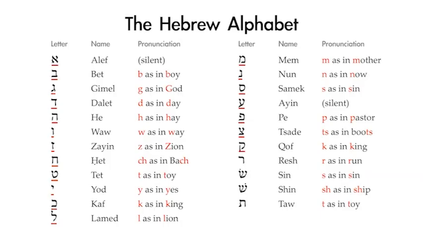Kof sounds like the K in king. The Kof and the Kaf sound alike. Resh sounds like the R in run. Sin is another of the S sounds in Hebrew, and it sounds like the S in sin, just like Samik. Shin is another S sound. It looks exactly like the sin above, but it has a dot to the right to distinguish the sin from the shin. The shin with the dot on the right sounds like the SH in ship. And finally, the tau, one of the T sounds in Hebrew, it sounds like the T, as in toy.